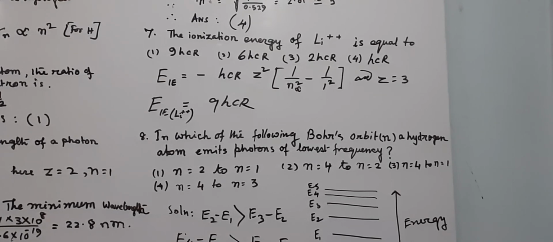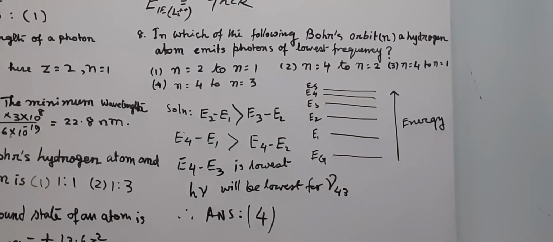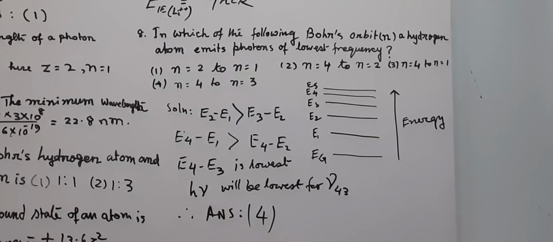Now question number 8, in which of the following Bohr's orbits in a hydrogen atom emits photons of lowest energy? Now if we start from ground state to first excited, second excited, third excited, fourth and fifth and so on, you can see the space between them gradually decreases as it goes to the outer shell side.